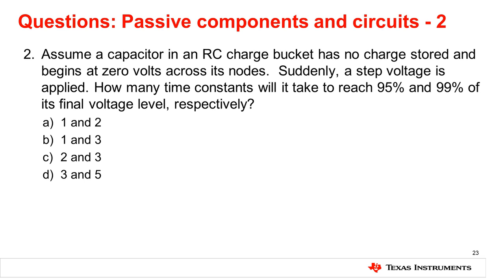Question 2. Assume a capacitor in an RC charge bucket has no charge stored and begins at 0 volts across its nodes. Suddenly, a step voltage is applied. How many time constants will it take to reach 95% and 99% of its final voltage level, respectively? The correct answer is D. It will take 3 and 5 time constants for the capacitor to reach 95% and 99% of its final voltage level, respectively.